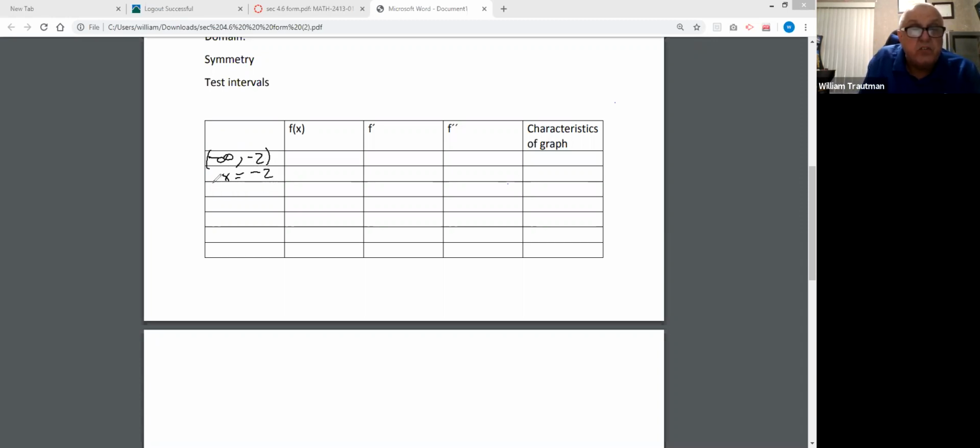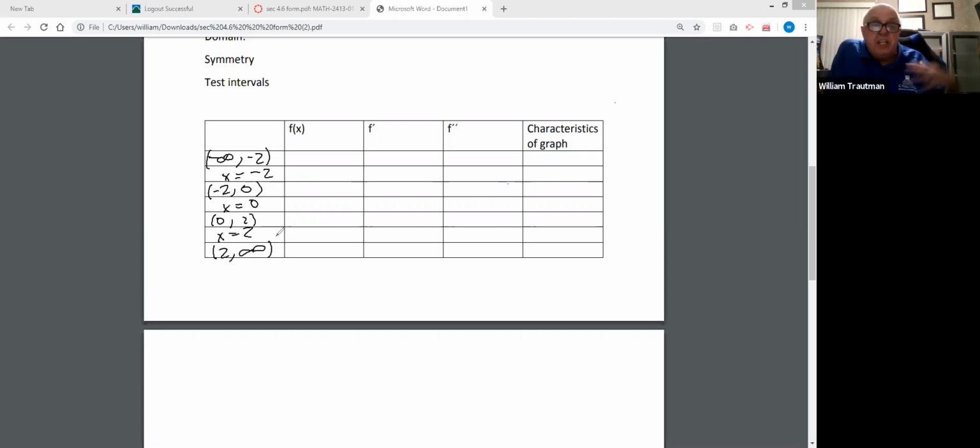Our second interval was from -2 to 0, so our next important point was 0. Our next interval was from 0 to 2, and our next important point then would be x equals 2. And finally, we went from 2 to infinity. Okay, so there's our test interval that we had to do. And in between the intervals, put those important points that we use to find the intervals, because we want to explain those points.